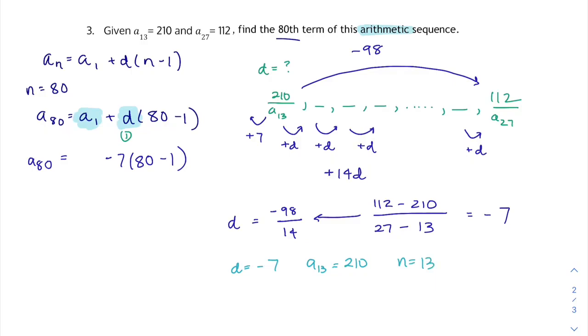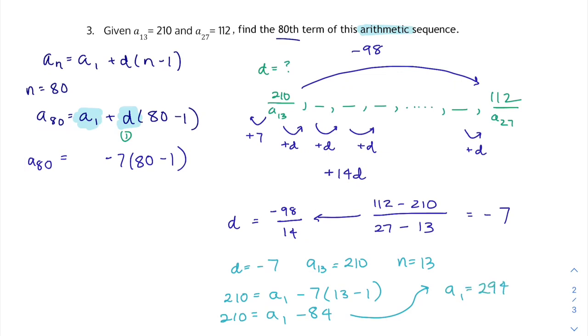That allows me to set up the equation 210 equals A1 minus 7 times 13 minus 1. And then I can do negative 7 times 12. I'll get 210 equals A1 minus 84. Add 84 to both sides, and I will get that A1 is 294.